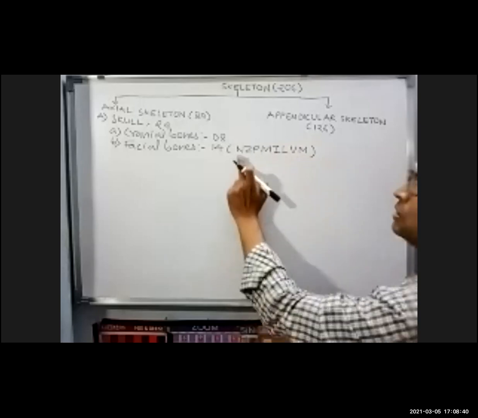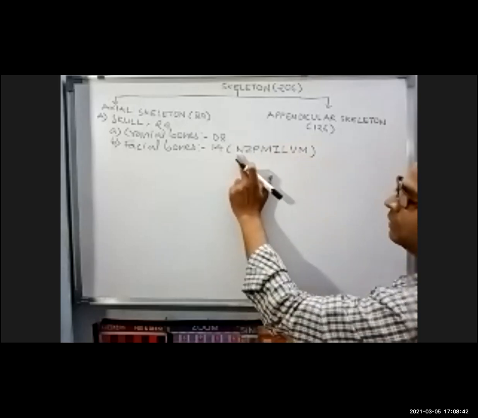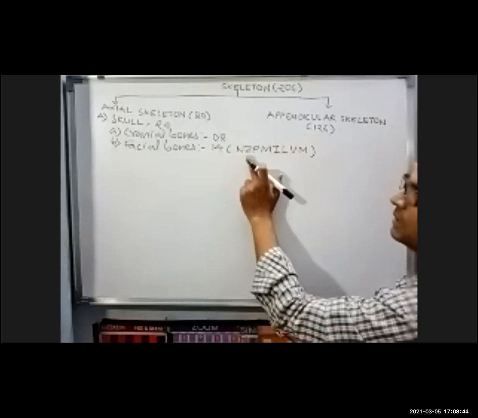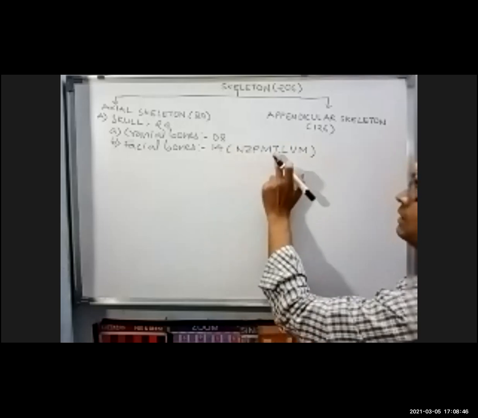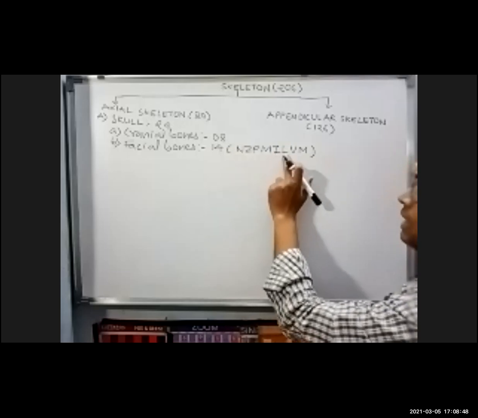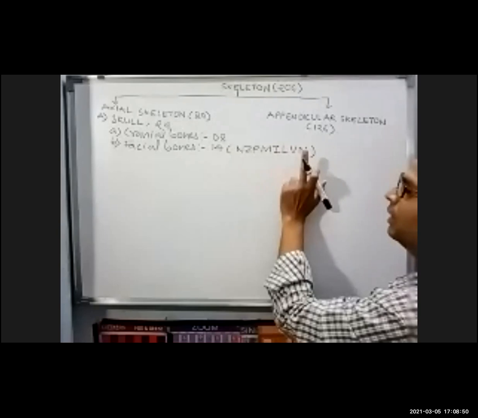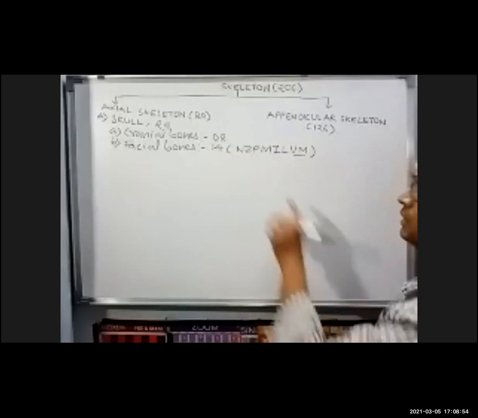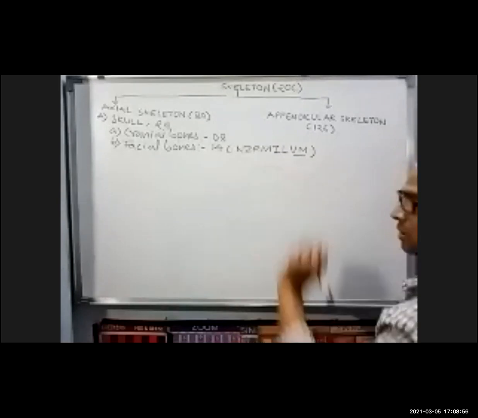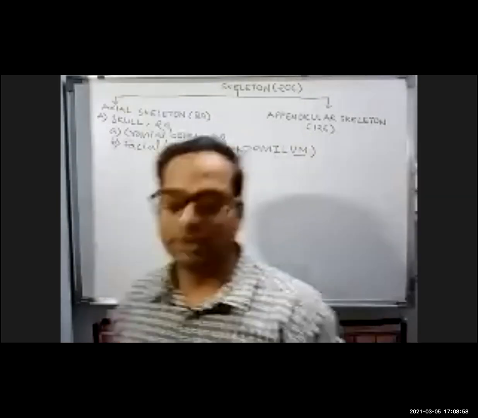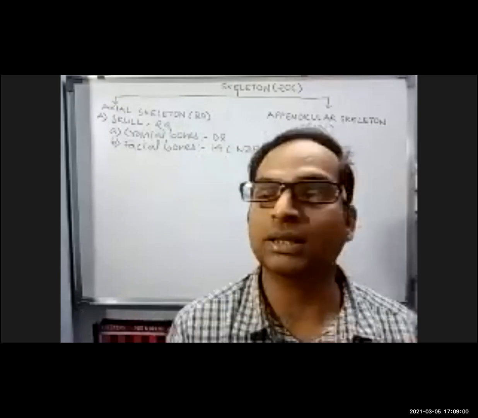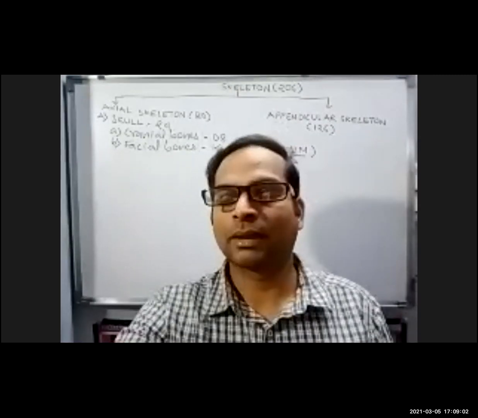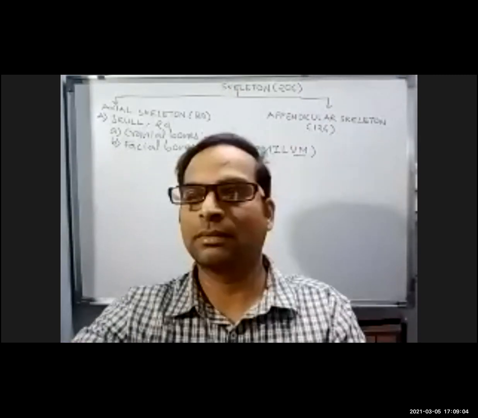So the first 6 bones are paired ones. Nasal, zygomatic, palatine, maxillary, inferior nasal concha, lacrimal, vomer, and mandible. The last 2 bones are single, and the others are paired bones. Okay, I'll share an image again to understand the same bones. Just give me a moment.